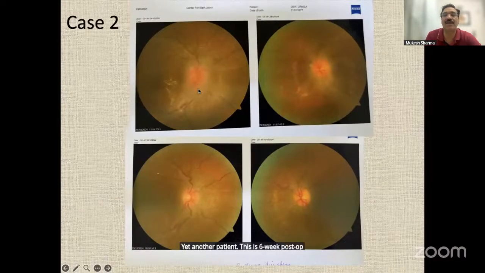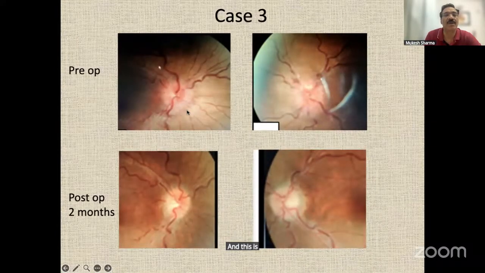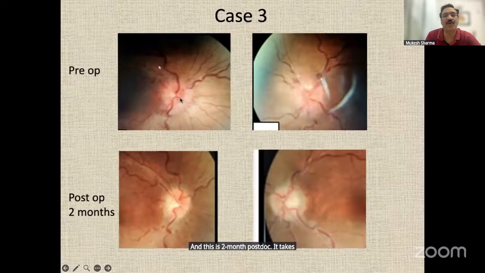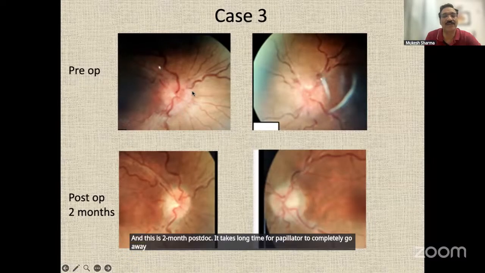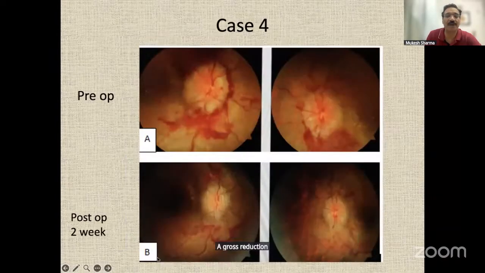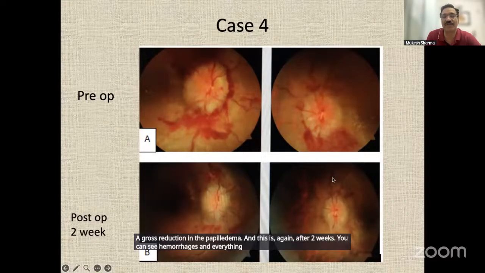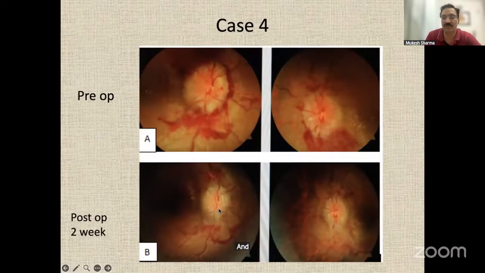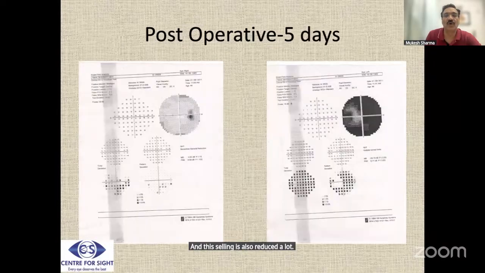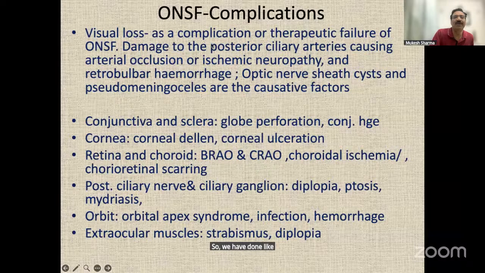Yet another patient, this is six weeks post-op. You can see papilledema is grossly reduced. And this is two months post-op. It takes a long time for papilledema to completely go away because of axoplasmic swelling which has occurred due to long-standing papilledema. But after two months, you can see a gross reduction in the papilledema. And this is again after two weeks. You can see hemorrhages and everything has reduced, and this swelling has also reduced a lot. So we are doing it routinely.